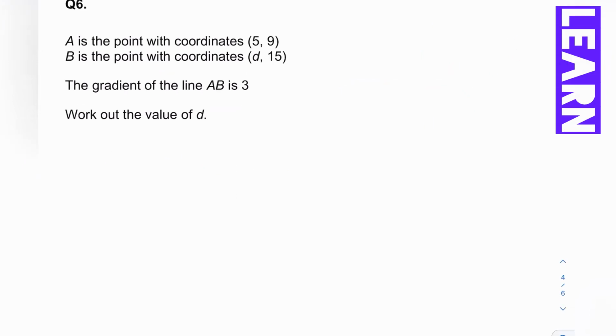Having a look at question 6, it is quite similar to the previous question. However, they've given you the gradient of the line and you're missing one part of your coordinate. So again, just like before, I would always recommend drawing a diagram. So our first coordinate A, we've got an x ordinate of 5 and a y ordinate of 9. And then part B, it's gone across by D and we've gone up to 15.